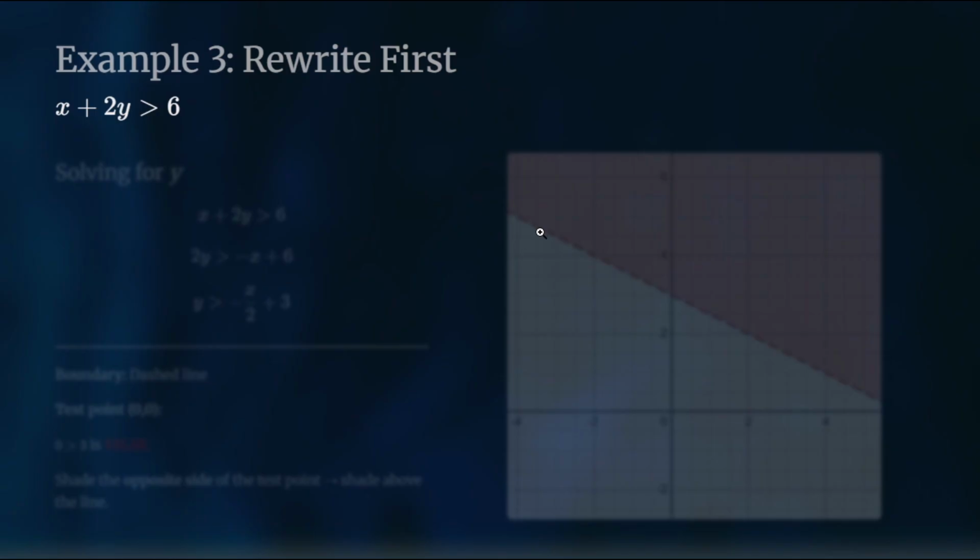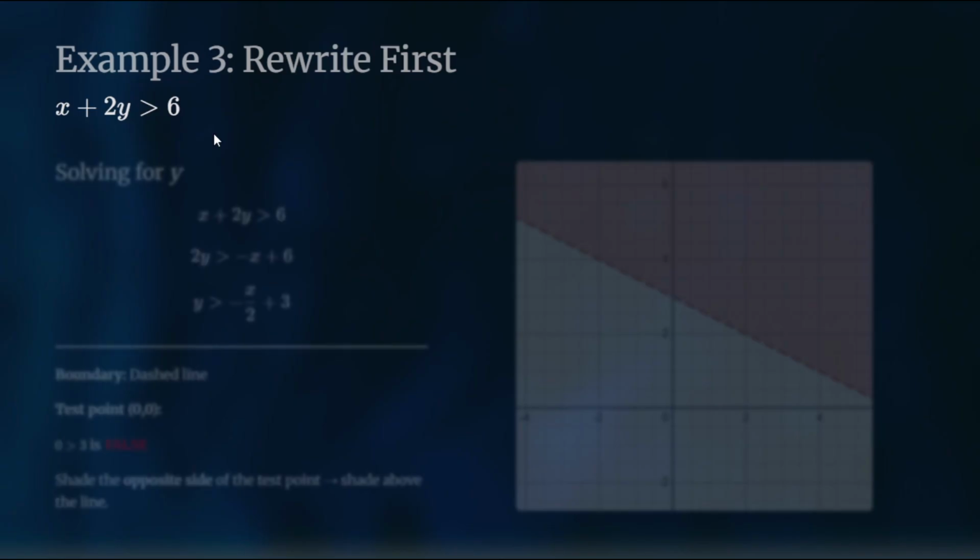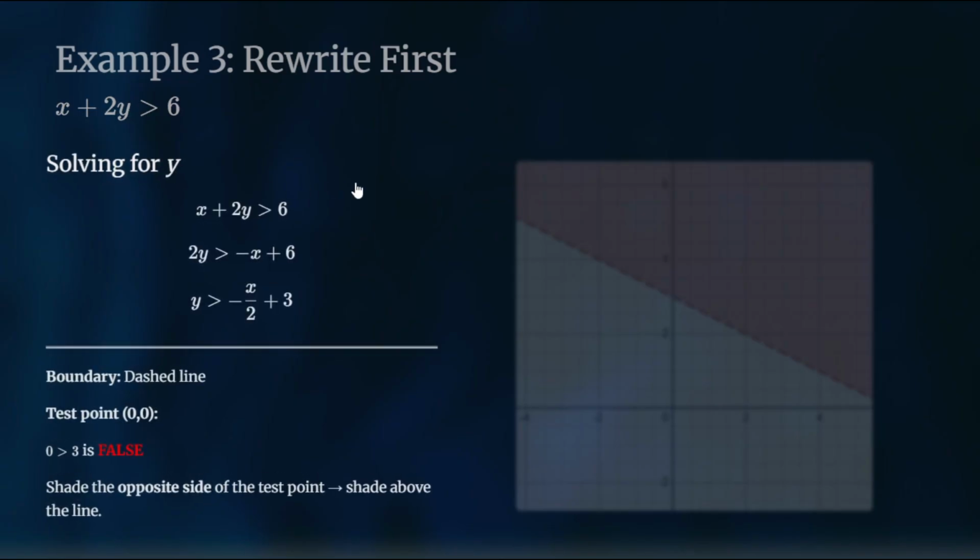Now, what if my inequality has the form x plus 2y is greater than 6? So it's not in slope-intercept form. The first thing we will do is solve for y. So we can subtract x on both sides of the inequality. This will become 2y is greater than -x plus 6. And finally, to solve for y, we'll divide both sides by 2. So y is greater than negative x over 2 plus 6 over 2, which is 3.